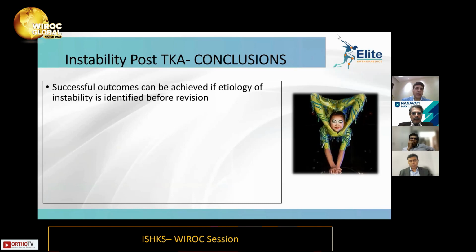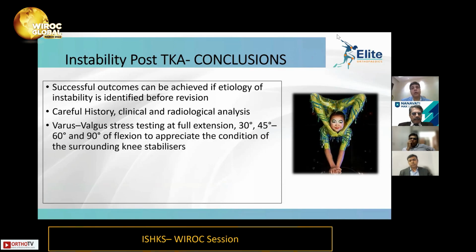So to conclude, in instability post TKA, successful outcomes can be achieved if the etiology of the instability is identified. Just don't go to the revision. Try to identify what was the reason why my knee failed. So have a careful history, listen to the patient, the clinical findings, your anterior posterior drawer, your sag signs, your radiological analysis, your stress views. Everything will give you a picture and lead you to the cause of the failure of your TKR.